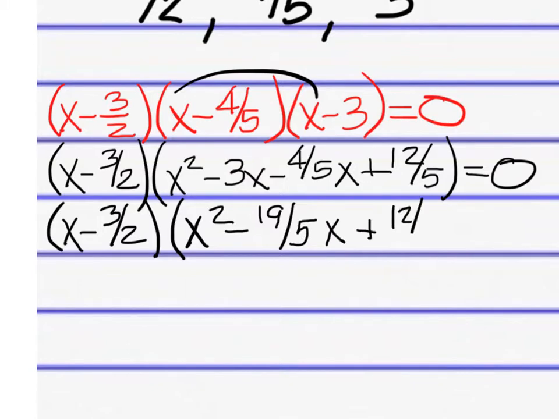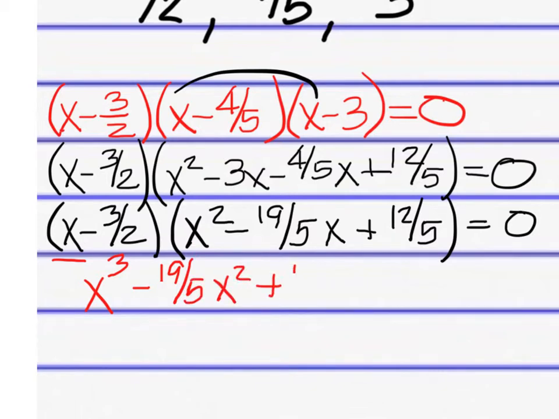And then plus 12 over 5. Again, denominator of 5 makes this a 15. Negative 15 minus 4 is negative 19 over 5. You have one last multiplication to do. It is the two quantities together. You can start with x and multiply everything in here by x. When you do that, you get x to the third minus 19 over 5 x squared plus 12 over 5 x.